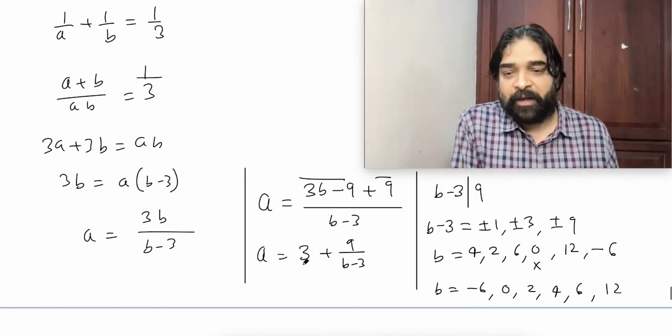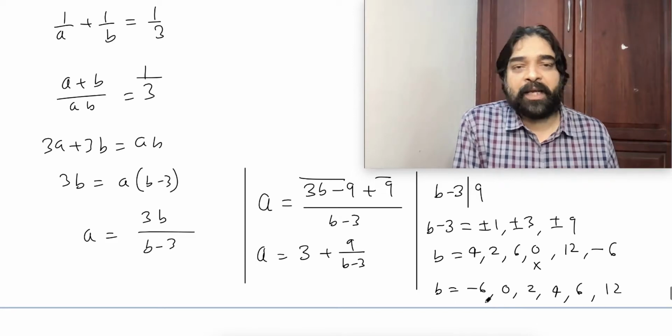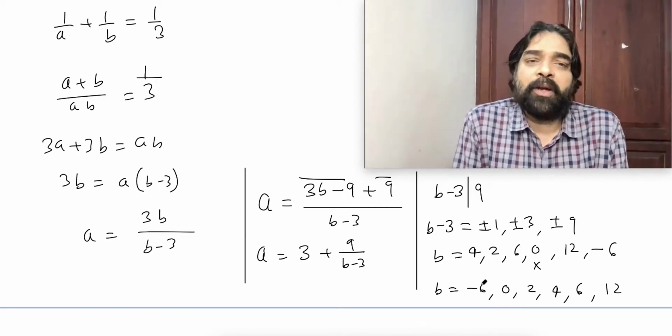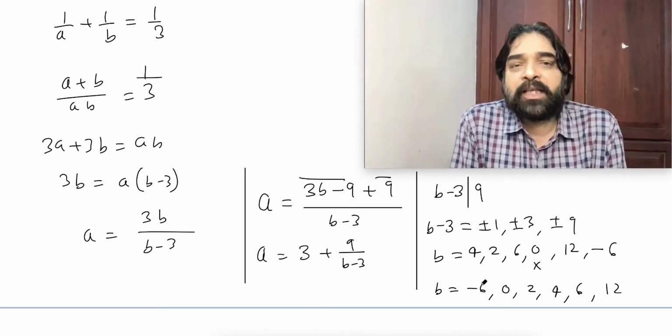Understood my point? This value you can substitute here, so you'll get the value of A. Anyhow, they didn't ask you what is the value of A and B. They asked you to find the number of integral solutions. So we'll say 6 integral solutions.